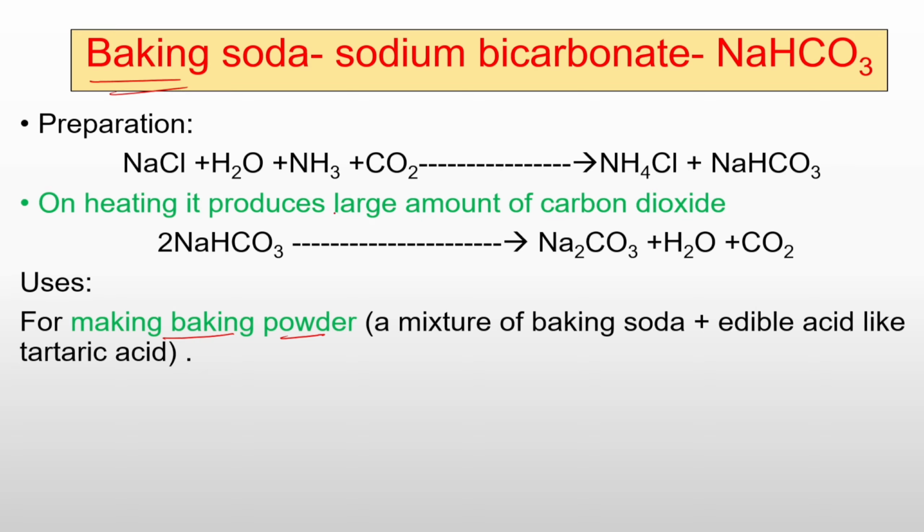Now this is very important. This is baking soda. Baking soda is sodium bicarbonate. Baking powder is different. Baking powder is baking soda plus tartaric acid salt. That is the difference. Baking soda is hydrogen carbonate or bicarbonate. Baking powder is baking soda plus tartaric acid.